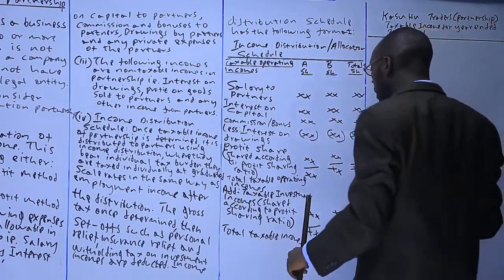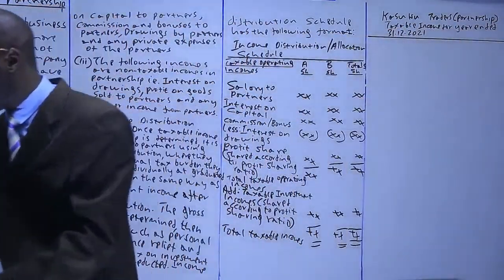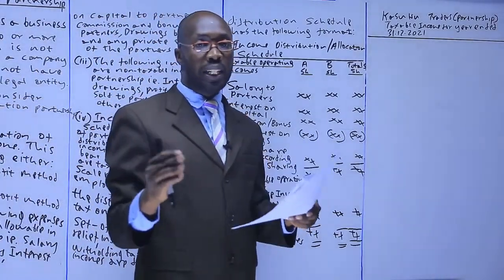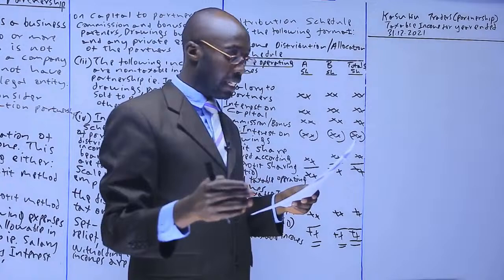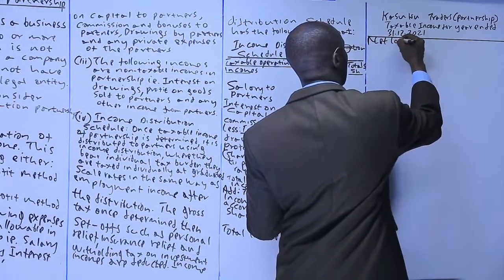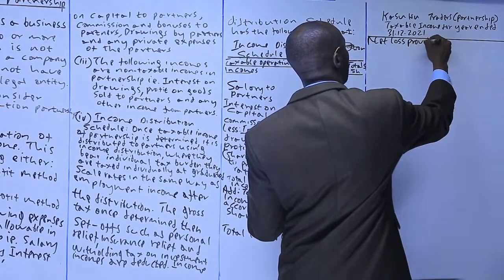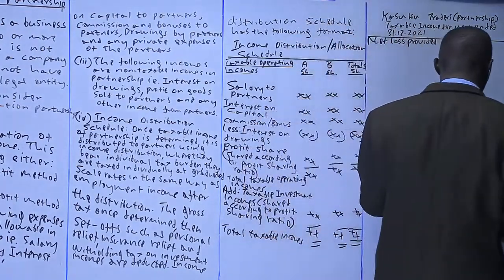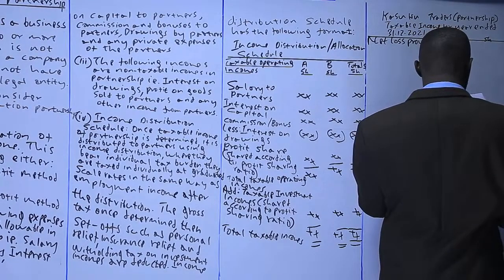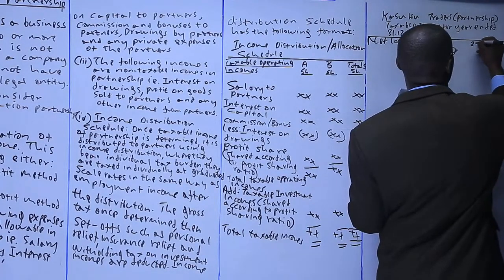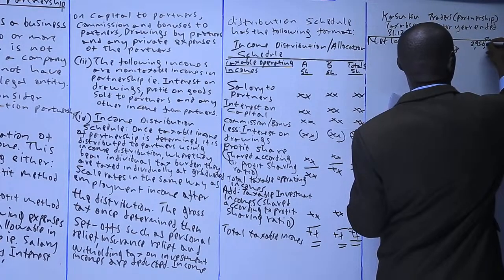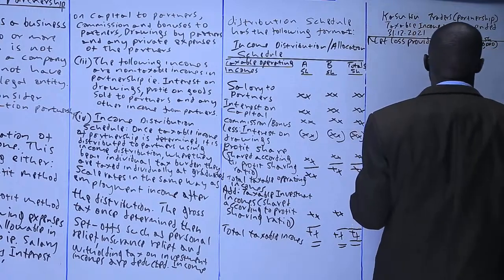As we had said, when you are given the net accounting profit or loss or income, we start with it and then we adjust it. So we'll start with the net loss provided, which we are given in shillings, and we have 2,956,000 negative, or a loss.